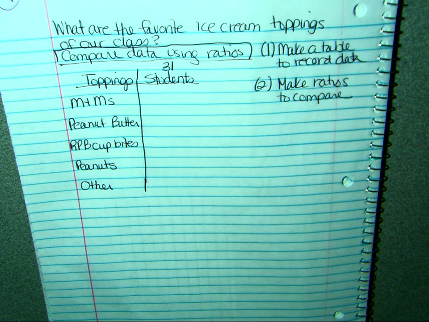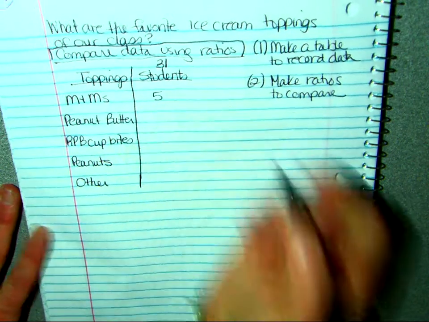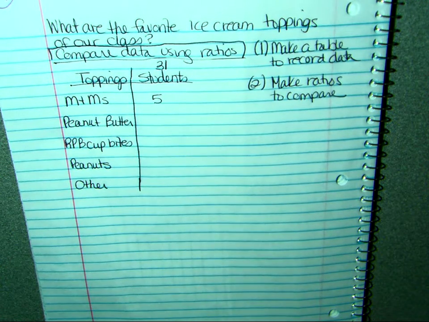When you vote, I'm going to ask that you only vote one time and that you have to vote for one. If you don't see your favorite ice cream topping on the list, please just choose other. Or if you don't like ice cream toppings or you don't like ice cream, choose other. But you have to vote for one, okay? So if you like M&Ms best, raise your hand. Raise it tall, please. So I've got 1, 2, 3, 4, 5. Okay, let's write that down in our data table. If you prefer peanut butter, raise your hand.